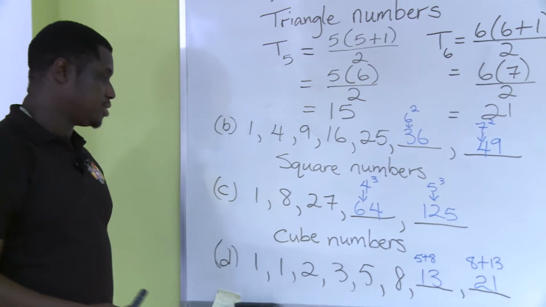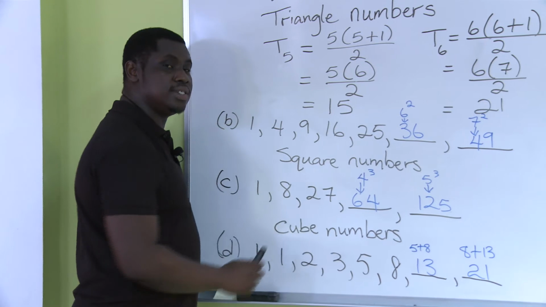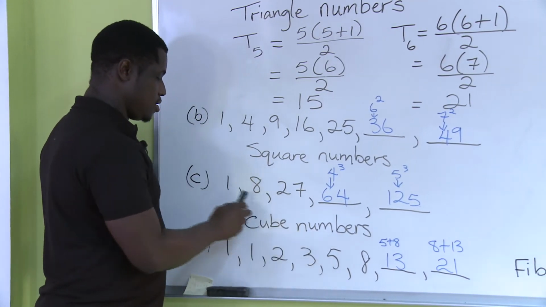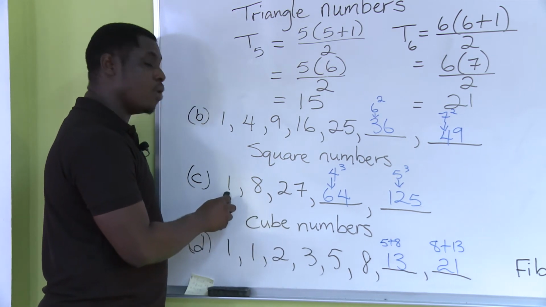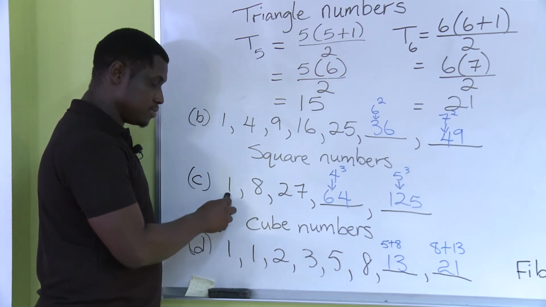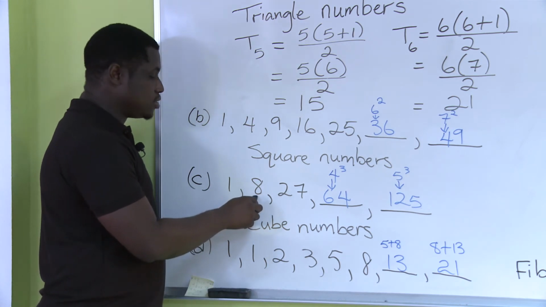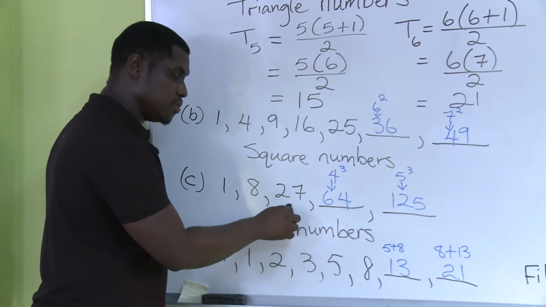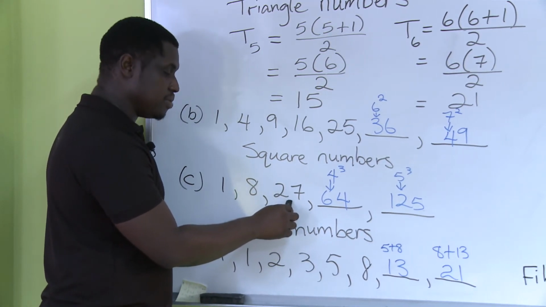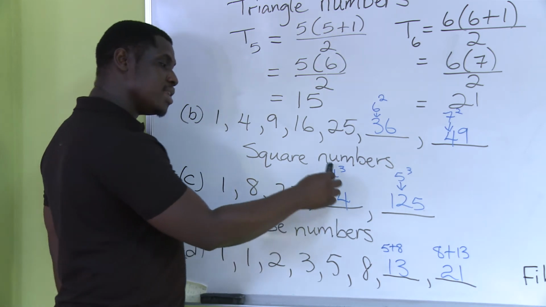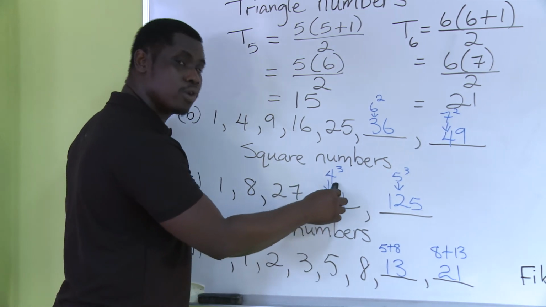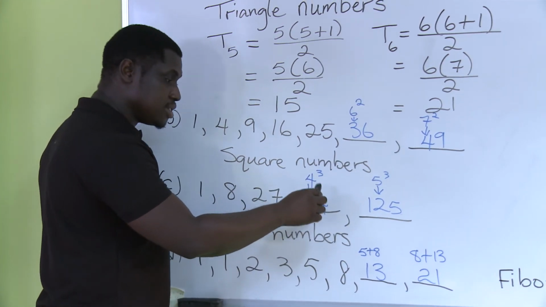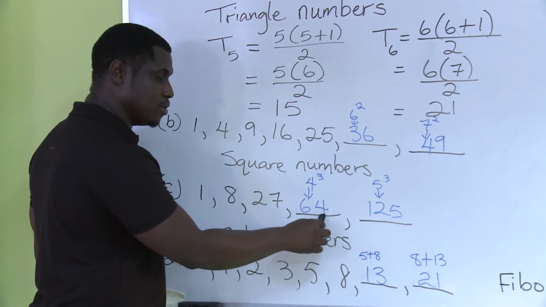For my third sequence, I have 1, 8, and 27. I realize that I now have cube numbers. 1 cube is 1 by 1 by 1, which gives me 1. 2 cube is 2 by 2 by 2, which gives me 8. 3 cube, which is 3 by 3 by 3, gives me 27. So my next term is going to be 4 cube. 4 cube means 4 by 4, which gives me 16, times 4, which would give me 64.